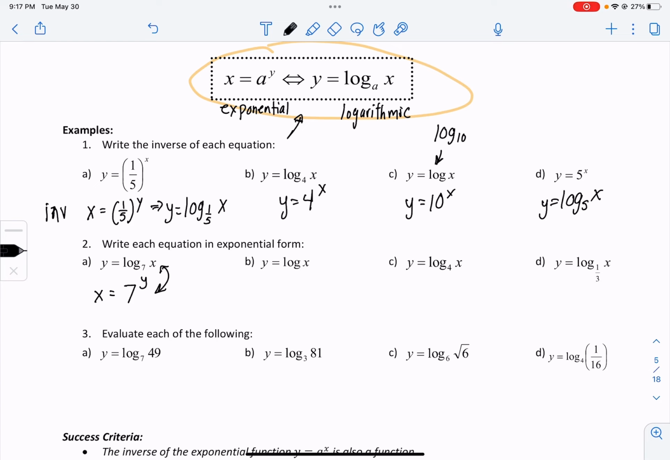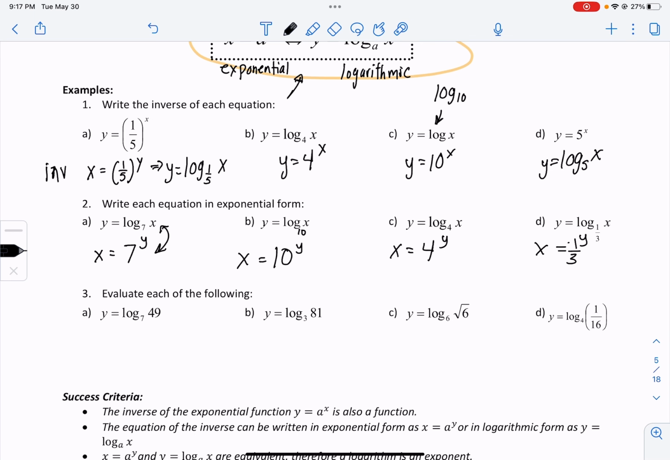What about this one? Well, the base here is 10, so the base is 10. What was by itself is in the exponent. What was in the log is by itself. This one, base stays base, x and y switch. Base stays base, x and y switch, right? There you go.